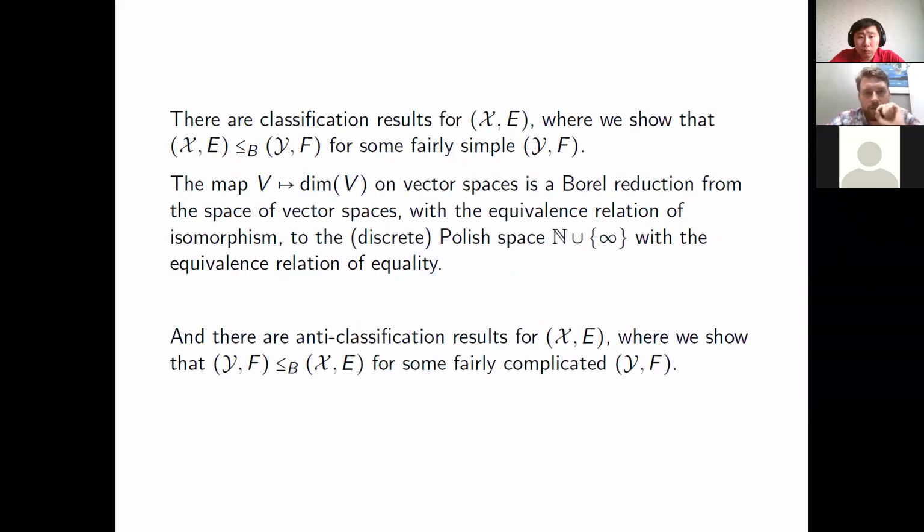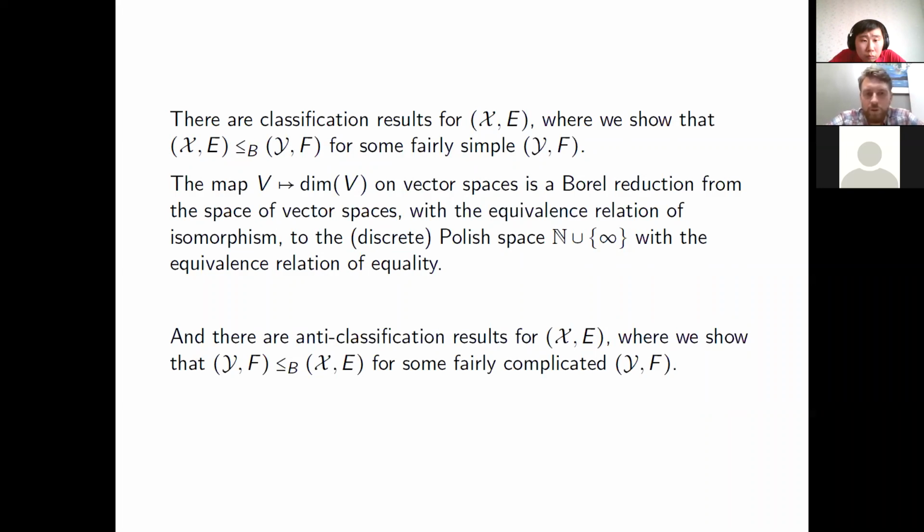But the idea is that there are classification results. A classification result is when you care about some X and you show that X can be classified by Y for some Y that's fairly simple. Again, with vector spaces, you care about the vector spaces, and you reduce them to the Polish space of the natural numbers together with infinity, and the equivalence relation is just equality. So this is a classification, where you reduce the thing you care about to something simpler.